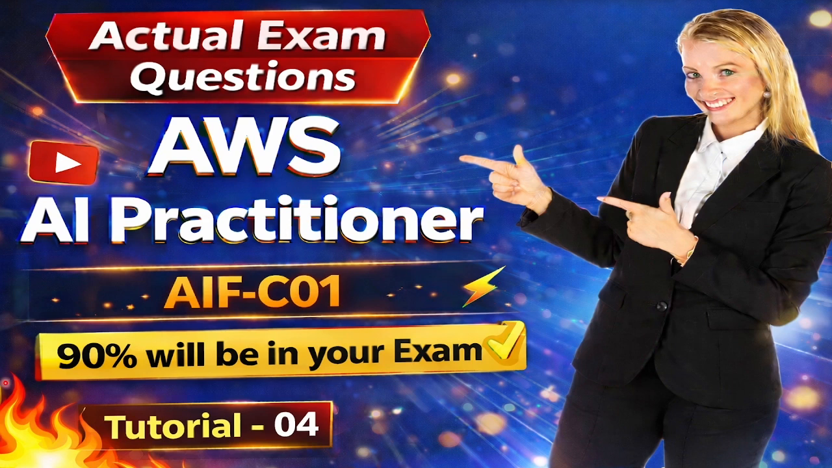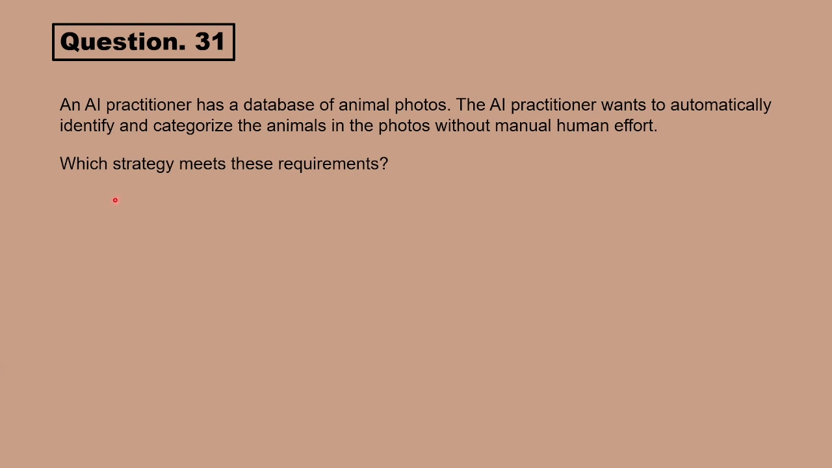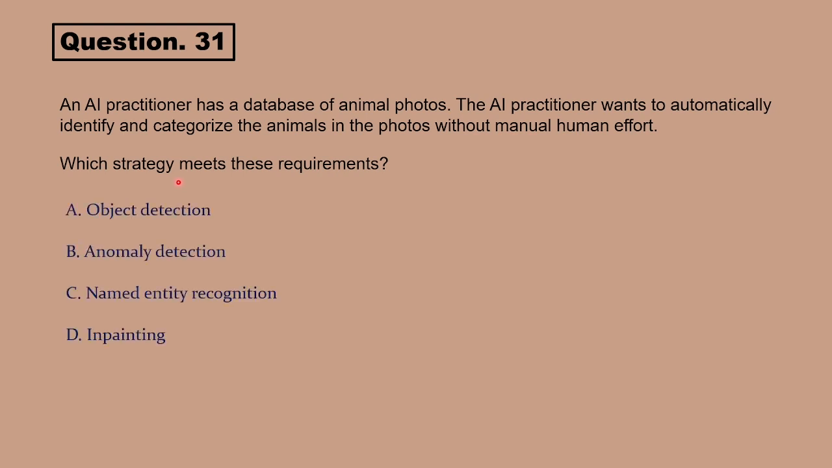So let's start this video with the 31st question of the series. An AI practitioner has a database of animal photos. The AI practitioner wants to automatically identify and categorize the animal in the photos without manual human effort. Which strategy meets these requirements? Here are the options. So the requirement is only to identify and categorize animals in the photos without manual effort.